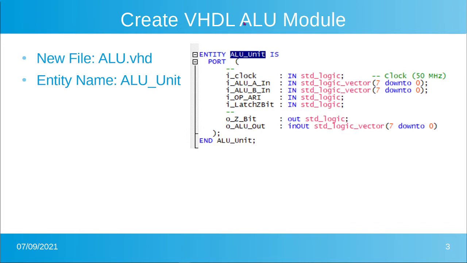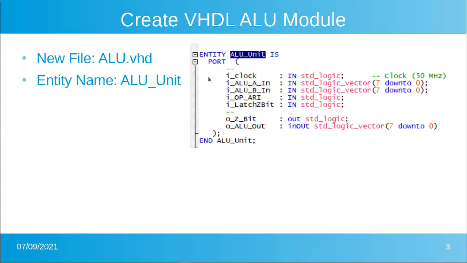Let's start out by creating a new VHDL file. We're going to call the file alu.vhd, but the entity will be named differently. I said I don't like to normally do that, but I did it this time. I called the entity ALU_unit.